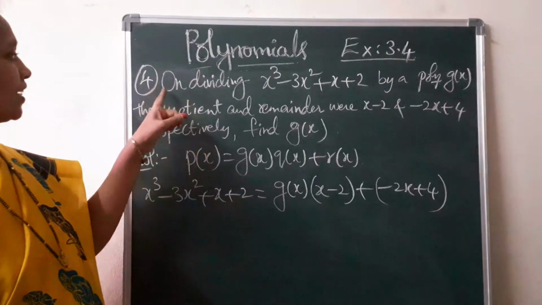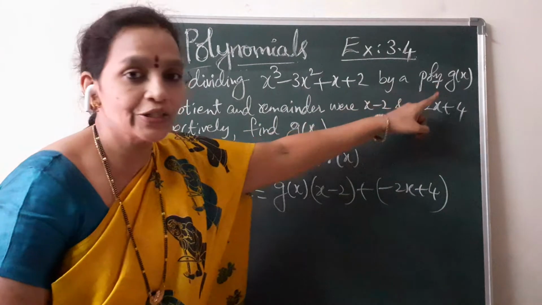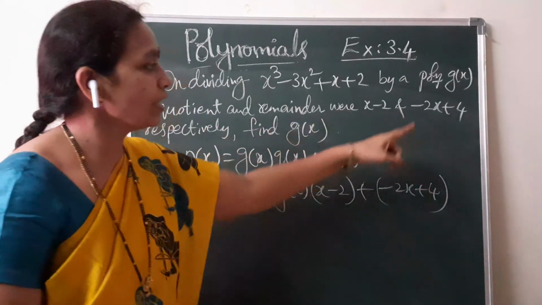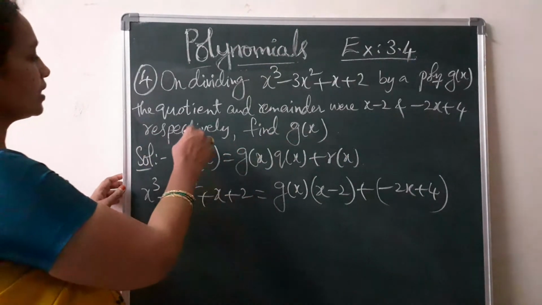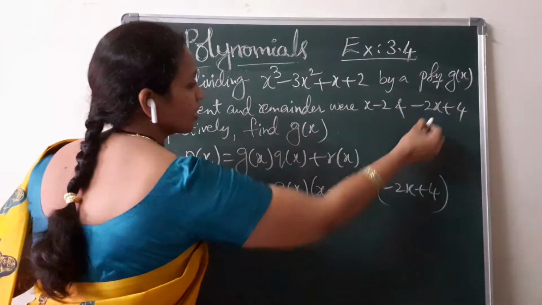Next, fourth question is, on dividing x cube minus 3x square plus x plus 2 by a polynomial g of x, the quotient and remainder were x minus 2 and minus 2x plus 4 respectively, then find g of x. Respectively means first to first and second to second. So quotient is x minus 2 and remainder is minus 2x plus 4.